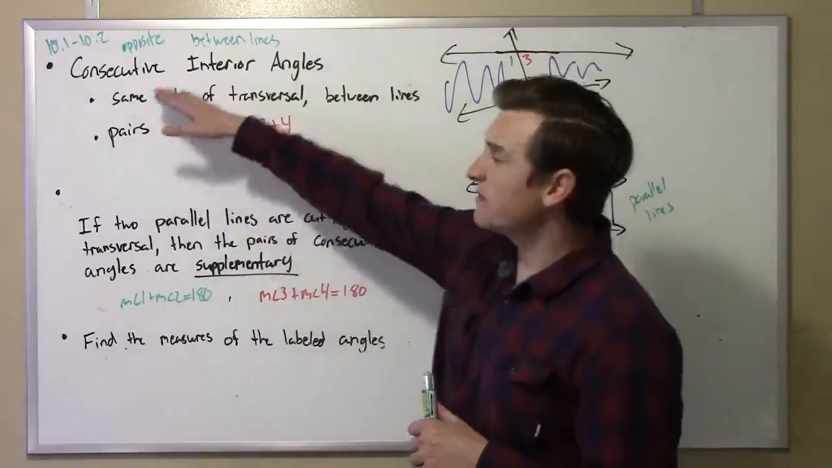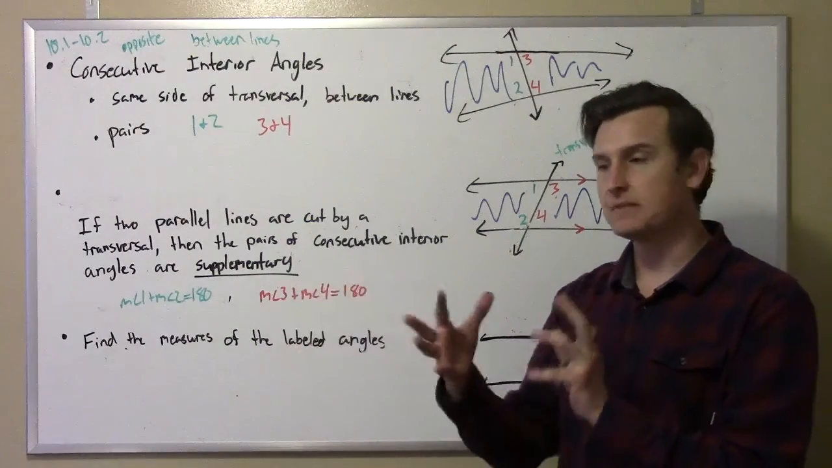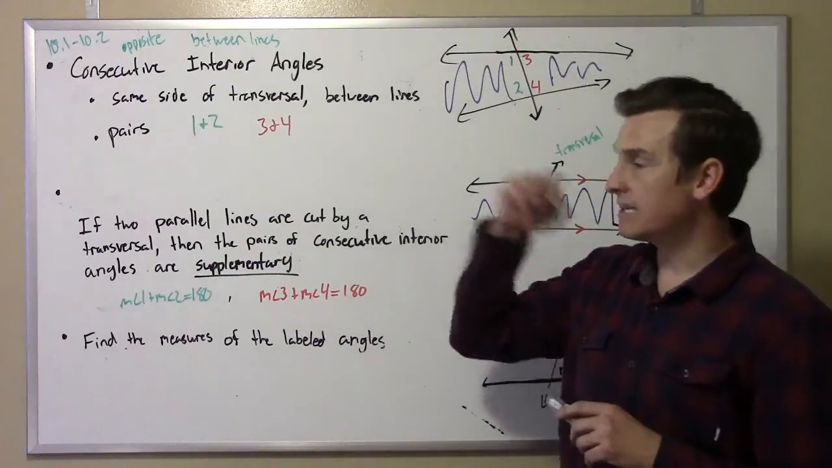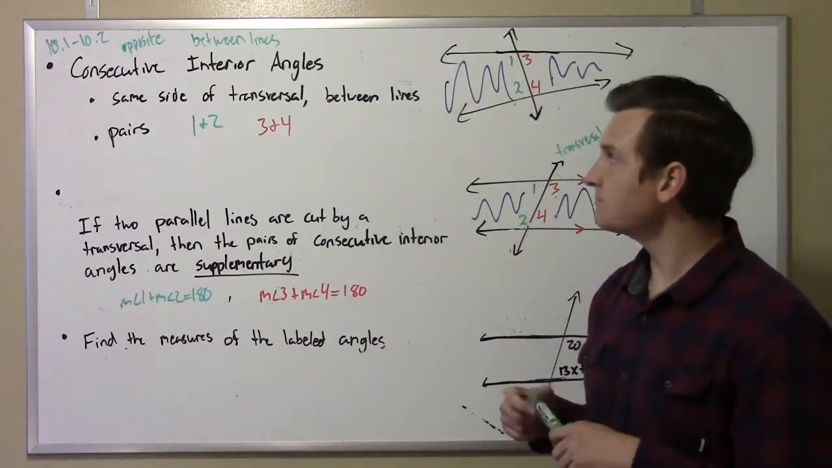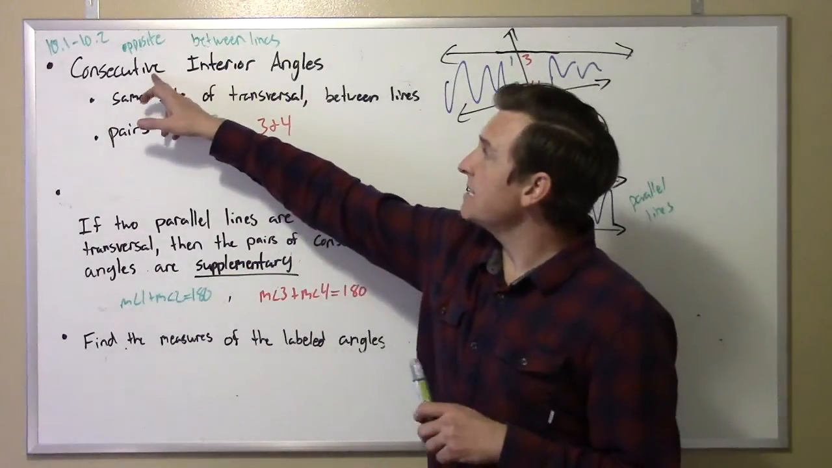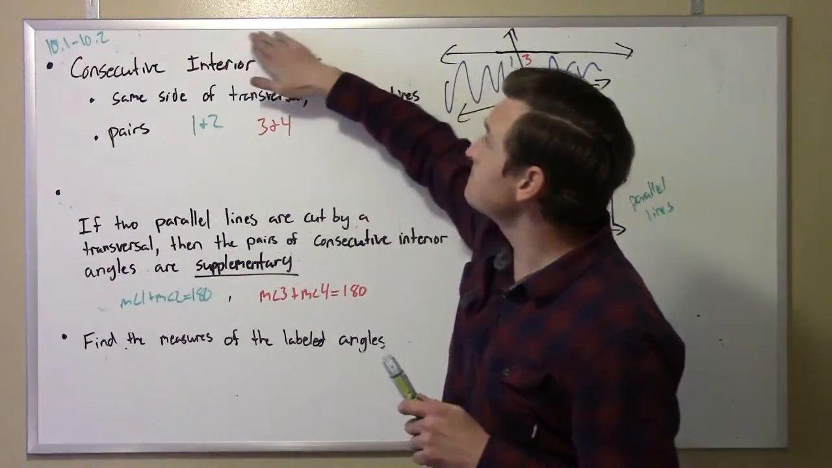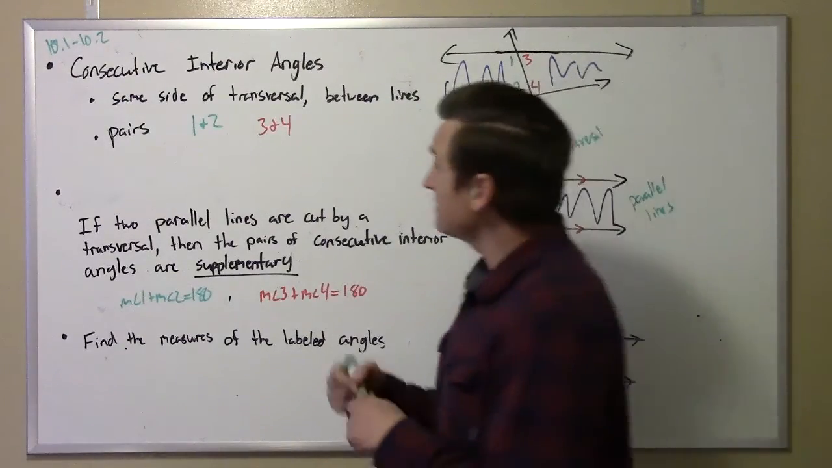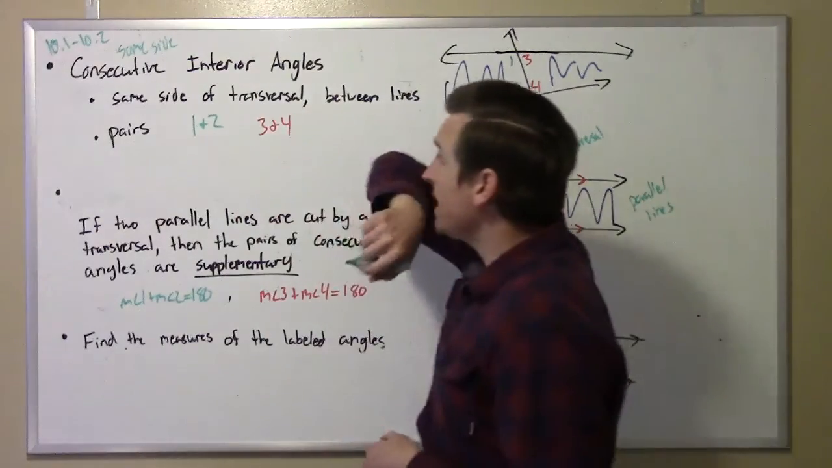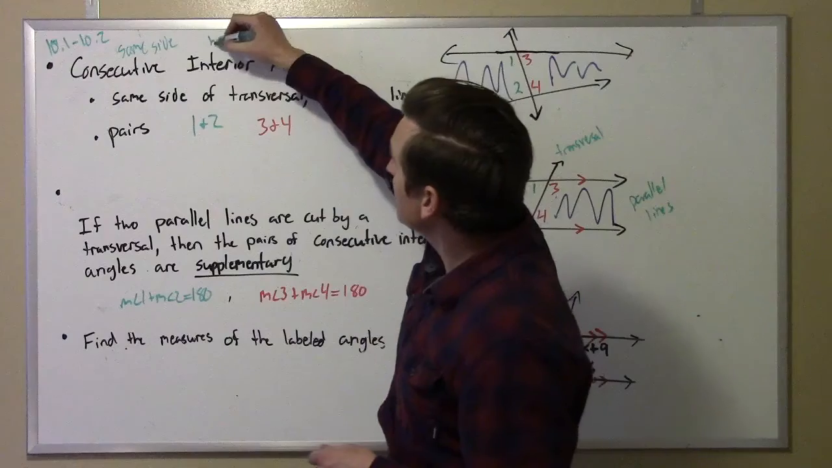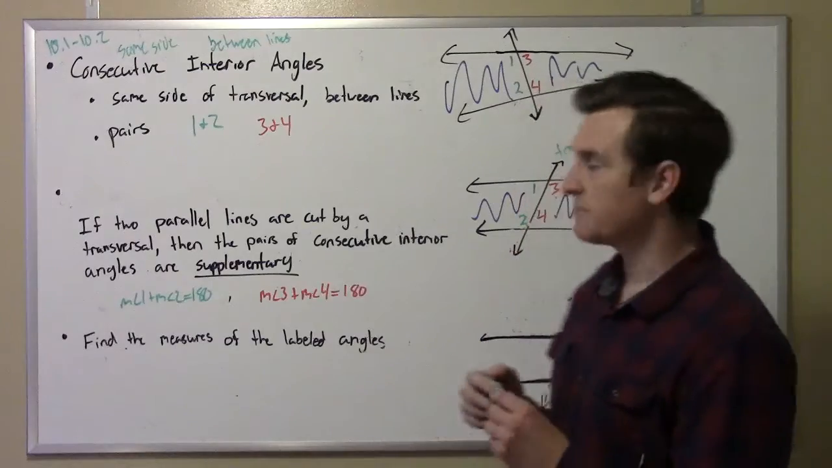So consecutive kind of means next in a sequence, or next to each other in a list. So when we see consecutive in terms of angles, we're talking about an angle that's next to it. For our purposes here, this basically means same side of the transversal. And interior again means between the lines, and exterior of course means outside.